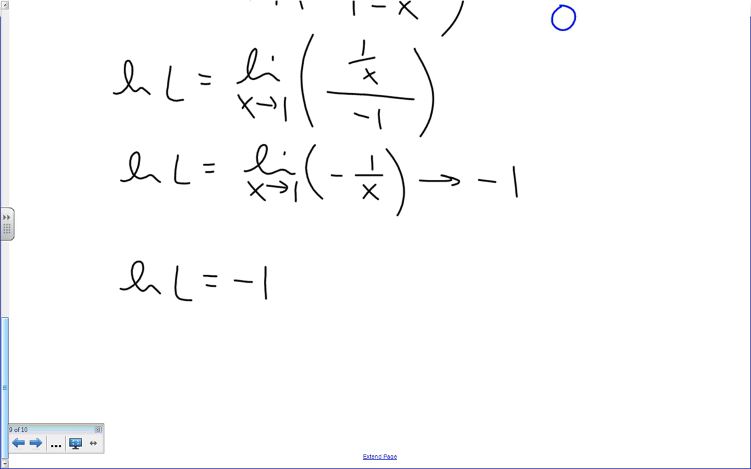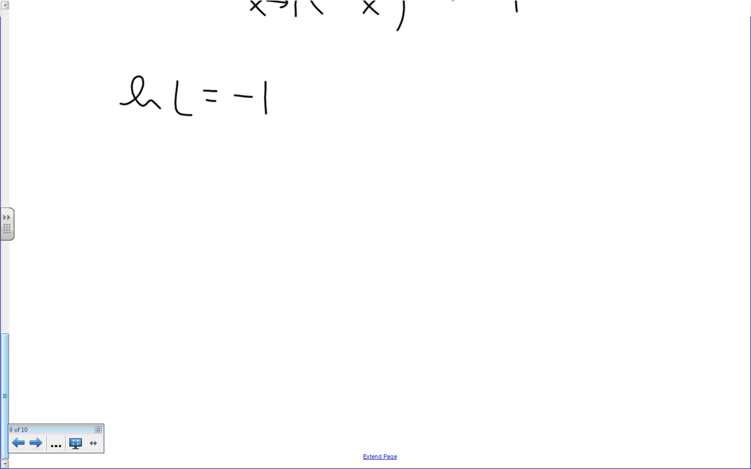So if you exponentiate this to base e on both sides, you'd have e to the natural log of L is equal to e to the negative 1. You can also use the definition of a log to help you simplify this, but e to the natural log, those are inverses, so they basically cancel each other out. We end up with L is equal to e to the negative 1, or that's 1 over e if you want to write it that way.